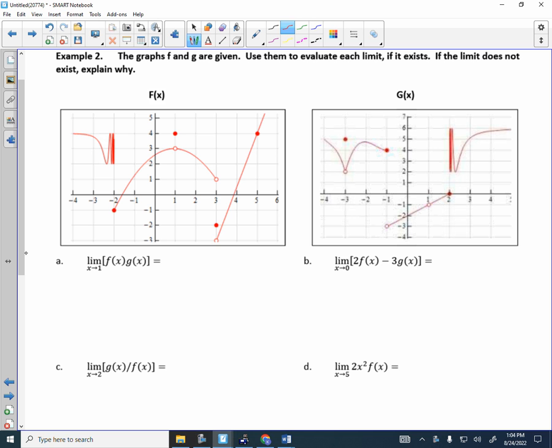Okay, now we're going to do it graphically. It says the graphs of f and g are given. Use them to evaluate the limit if it exists. You will see a common connection in this class. We'll look at graphs, we'll look at tables, we'll look at the algebra. Those are the 3 we have to be able to see.